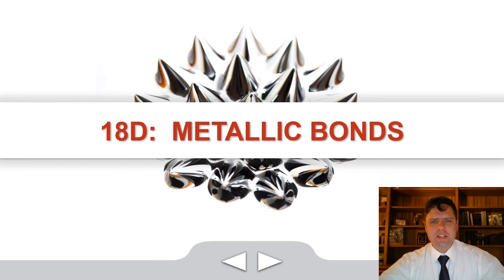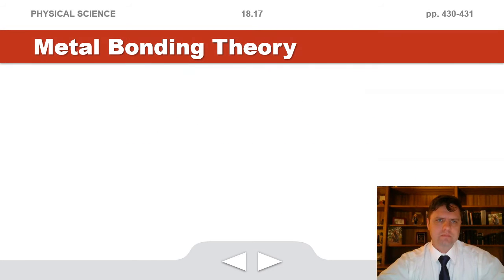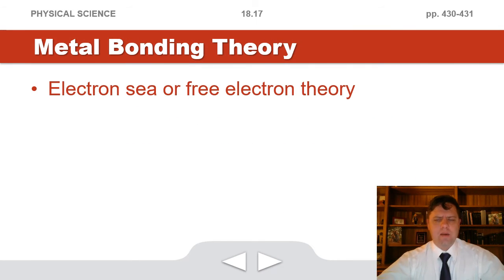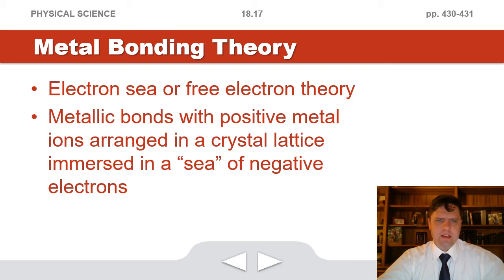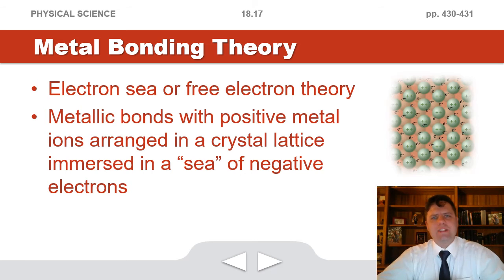All right, so section D is just on metallic bonds. Metal bonding theory revolves around this idea of the electron sea, or free electron theory. The idea here is that metallic bonds with positive metal ions are arranged in a crystal lattice immersed in a sea of negative electrons. And this picture is kind of trying to show that. So you've got these positive ions sitting there amidst all of these negative electrons. What we're trying to do is explain why metals have the properties that they do, because they have very distinctive properties.